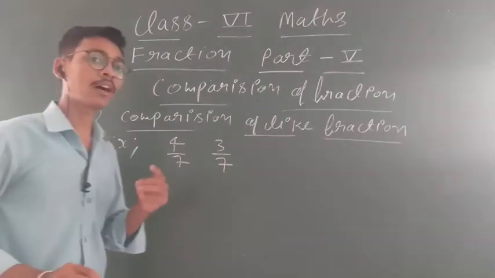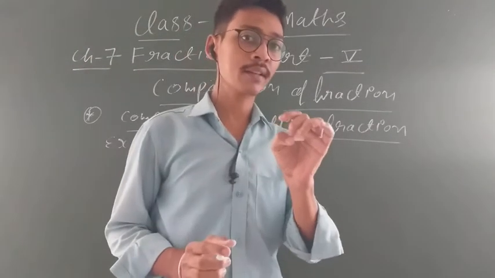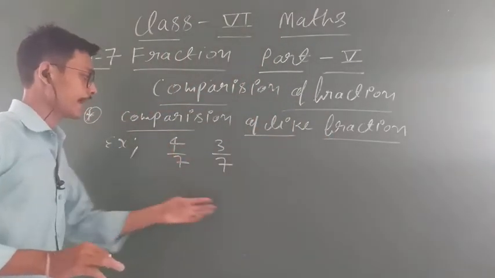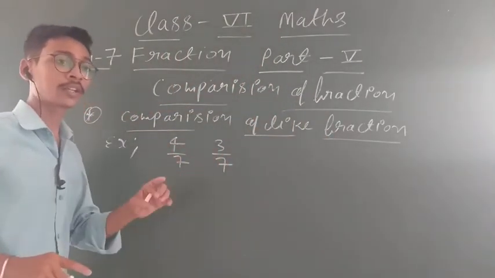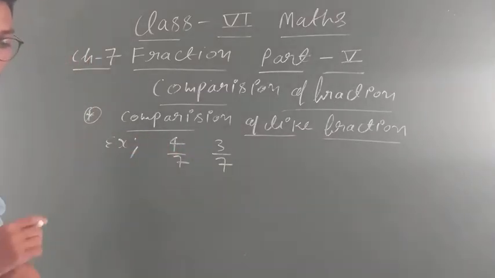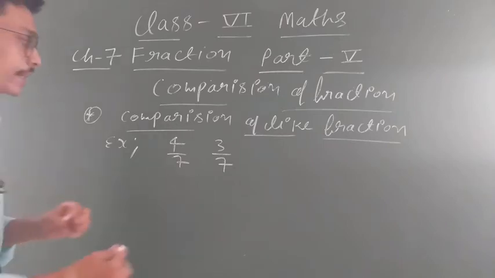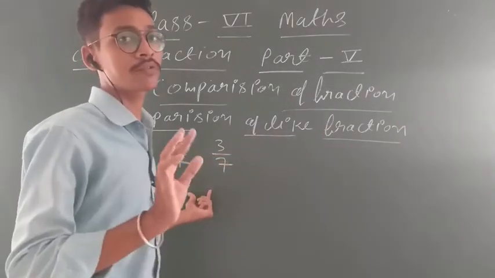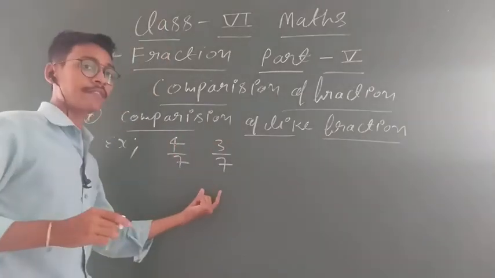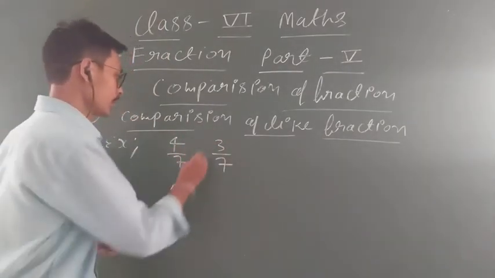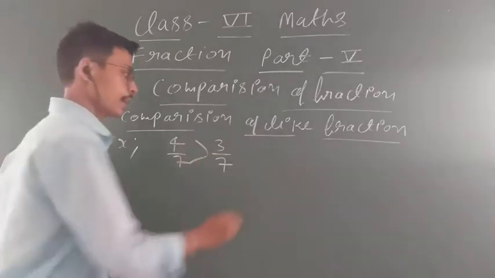Now in like fractions, how will you compare? So student, always maintain a concept that if like fractions are given, the number having greater numerator is greater. It means if the fractions are like, and anyone asks you which one is greater, we will say in like fractions the number having greater numerator is the greater value. So 4/7 is greater.